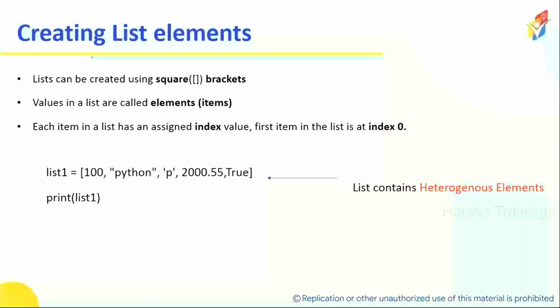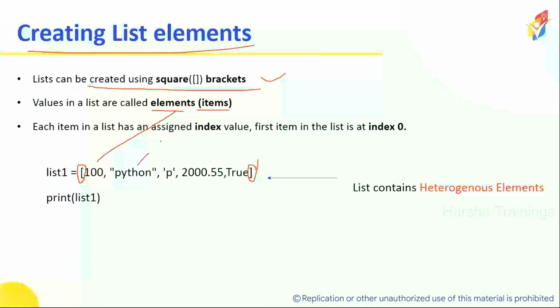Yes. Now, let us discuss how to create list elements. In order to create a list object, we use square brackets. This is a list object because we have started with an open square bracket and closed with a square bracket. Whatever values I store within it are called elements or items. Integer 100 is an element, string Python is an element, string P is an element, float 2000.55 is an element, true is an element. These are called elements, also called items.